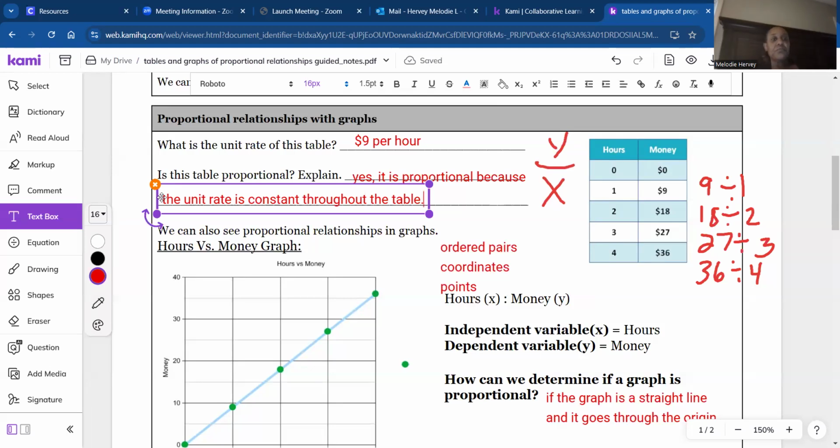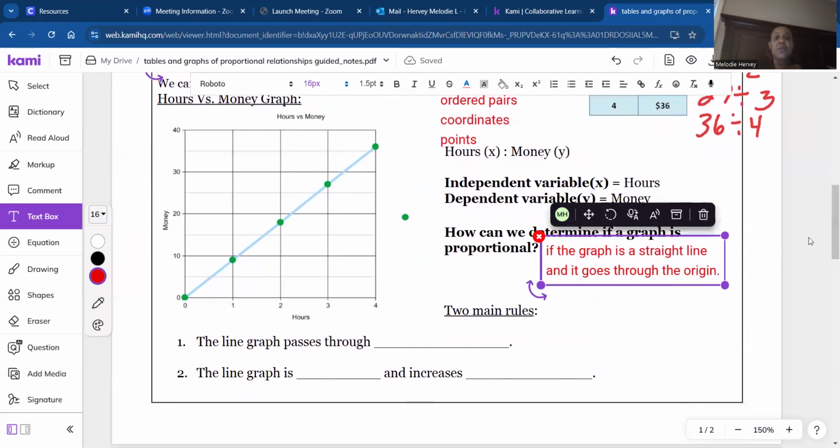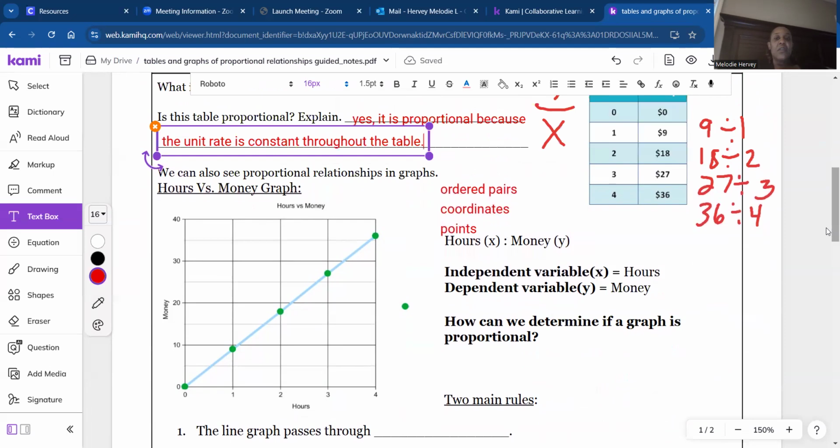Now, we could also see proportional relationships in graphs. So let's look at this graph, and this graph represents the same information that is in the table. Notice that even though our focus is on graph, there is a table that goes along with it. And the reason being is, before you can graph anything, you have to have that information represented in the table. So the two do go hand in hand.